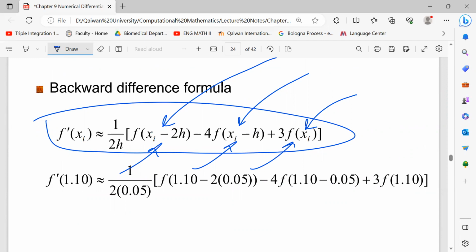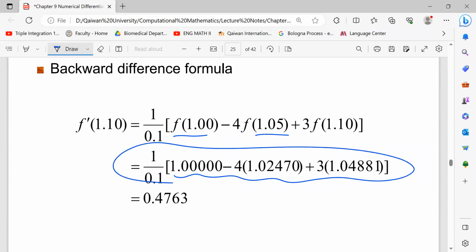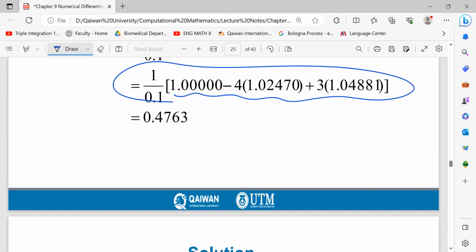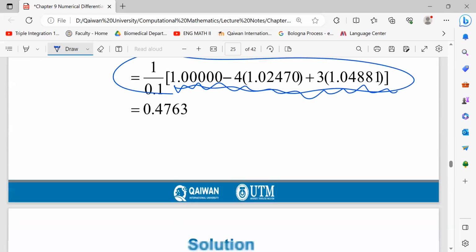But h is 0.05. As you know, h could be obtained by subtracting two successive x values. So you don't need to do this step and this step. Okay, you can skip these two steps. You just get here. And the result is 0.4763. So I'm leaving this for you to calculate because it's just working on a calculator. It's easy.